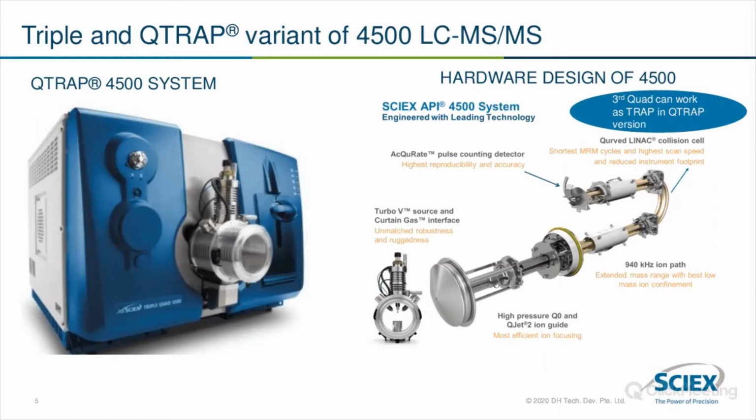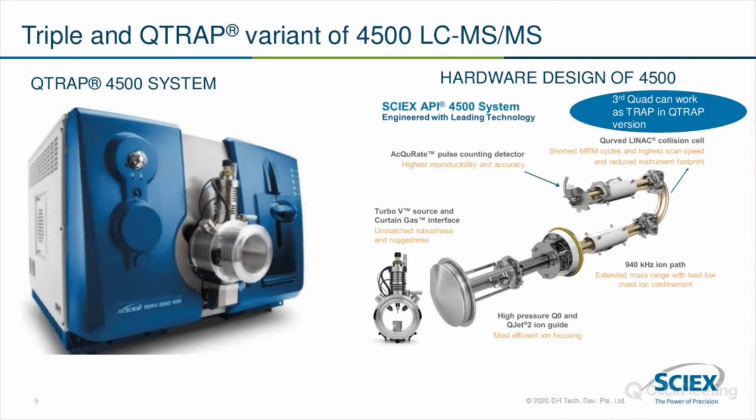What you are seeing is a very compact design with very better electronics. It has very fast polarity switching, very fast electronics for scanning speed. And the most important part of this instrument is that it is coming with a high pressure Q0 and QJet2 ion guide, which helps you to focus more number of ions which are generated in the source, and then it is pushing into the first quadrupole.